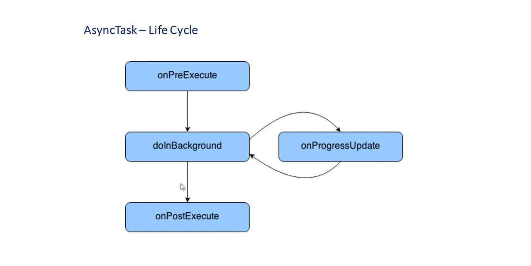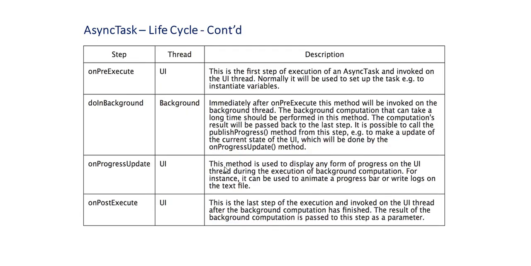Another method that we have over here is onPostExecute. Once the doInBackground method has completed its task, whatever the result is can be shown using the onPostExecute method. So the onPostExecute method, onPreExecute method, and onProgressUpdate, all of these actually run on the user interface thread, whereas only one method, doInBackground, runs on the background thread. So here is a clearer picture of how it works.